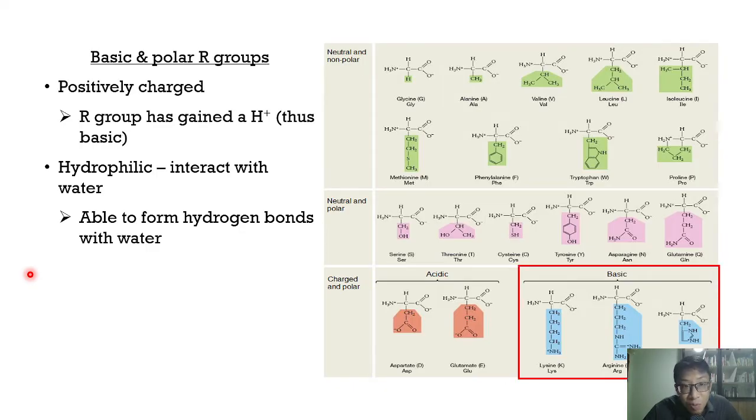And the last group would be the basic and polar R groups. So looking at the R groups, you can see that they are positively charged. They are positively charged because the R groups have accepted a H+, right? So they have made the surrounding solution less acidic. So therefore, these R groups are described as being basic. Okay, so again, they are polar, so they are hydrophilic.